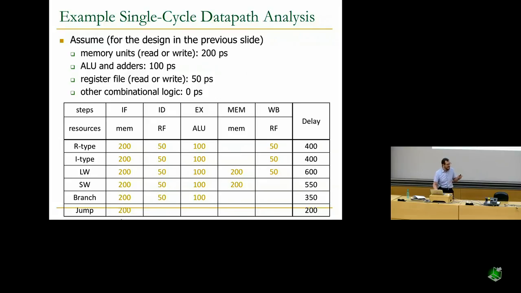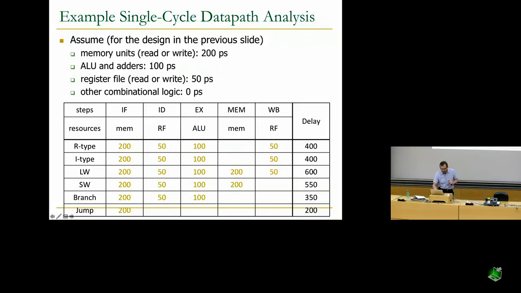Now, jump, as I said, is only 200 picoseconds, right? But on the other hand, load word, in this case, is about 600 picoseconds because it exercises all of the stages over here. It needs to read the instruction from the memory. It needs to read registers from the register file. It needs to do an ALU operation to calculate the address. It needs to read data from memory. It needs to write the data that's read from memory into the register file. So that's 600 picoseconds, which means that our critical path is this.